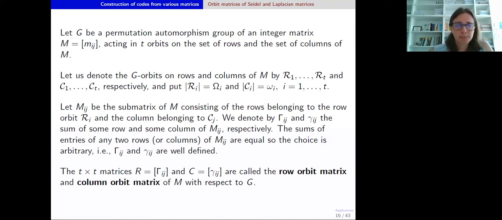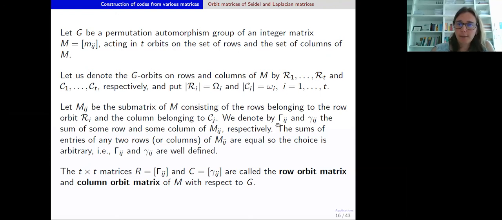As last time, you can define G orbits on rows and columns by R1 up to RT and C1 up to CT, respectively. And you can put the sizes of orbits, to write to rows to be capital omega I and columns to be omega I. And then, if you take Mij to be the submatrix of your starting matrix M, consisting of the rows belonging to the row orbit and the columns belonging to the Cj.